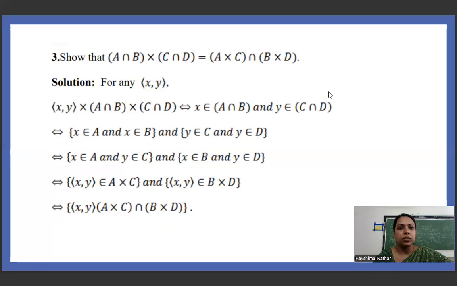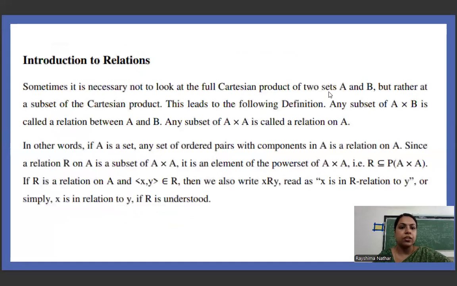This problem is also similar to problem number 2. Next, introduction to relation. Any subset of A cross B is called a relation between A and B. Also, any subset of A cross A is called a relation on A. So first we need to form the Cartesian product, and forming the subset will be the relation.